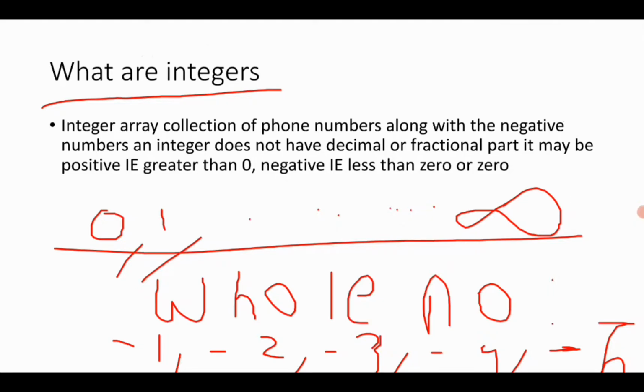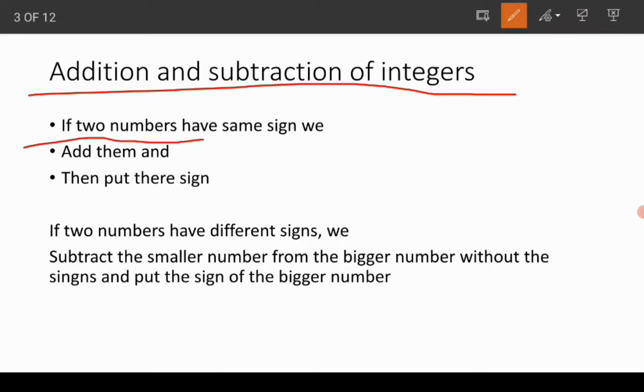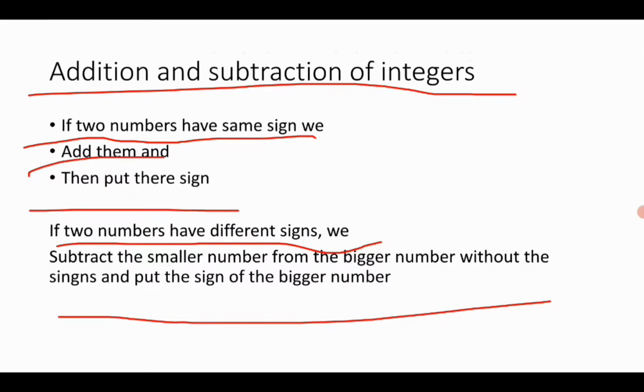Shall we continue? Okay. Now we go on to addition and subtraction of integers. From now on you must concentrate on every slide. If two numbers have the same sign, we add them and keep the sign. If two numbers have different signs, we subtract the smaller from the bigger one. In third and fourth class we used to subtract the smaller number from the bigger, but now we will cancel. How we will cancel, we will know in the next slide. So I shall move to the next slide.